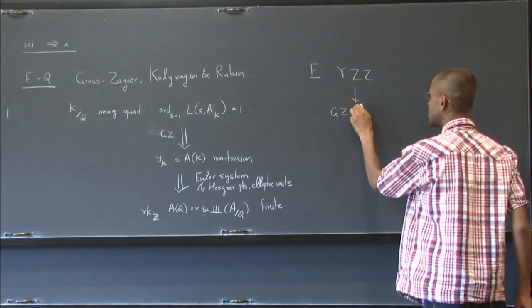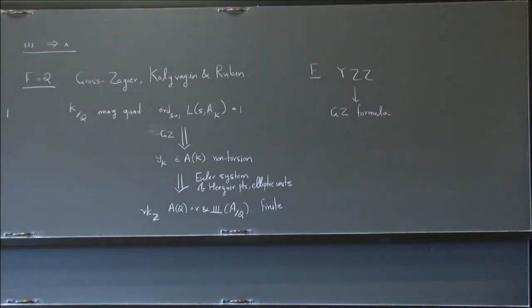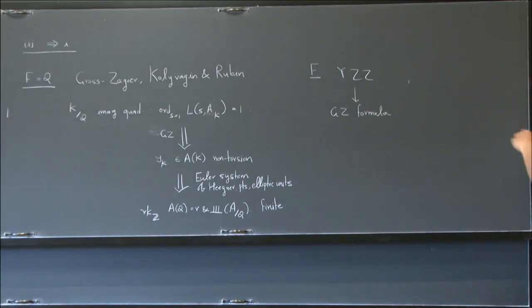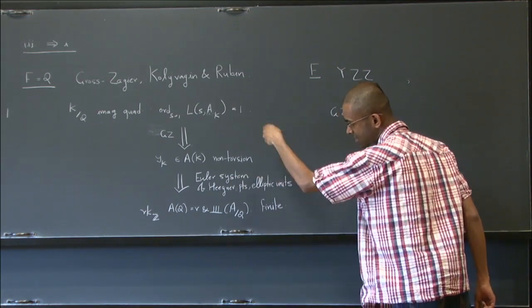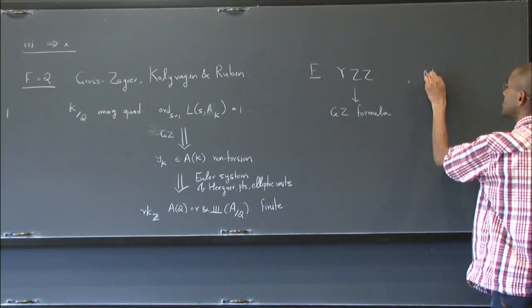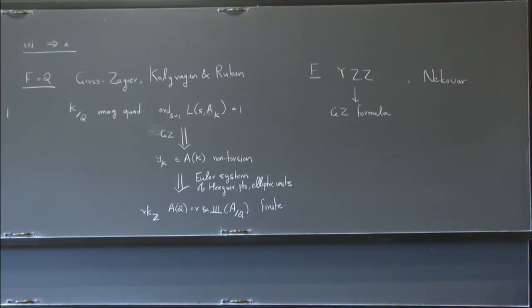And the work on this Euler system of Heegner points was again considered by a number of people, culminating in certain articles of Nekovar, where he essentially did this in quite a bit of generality.